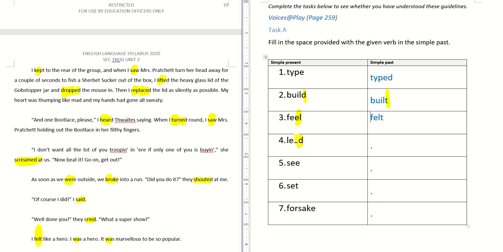Lead is also an irregular verb. Okay, so what should it be? The simple past tense should be L-E-D, led, led. Okay. See is a very, very common word that you use. So the simple past is saw.